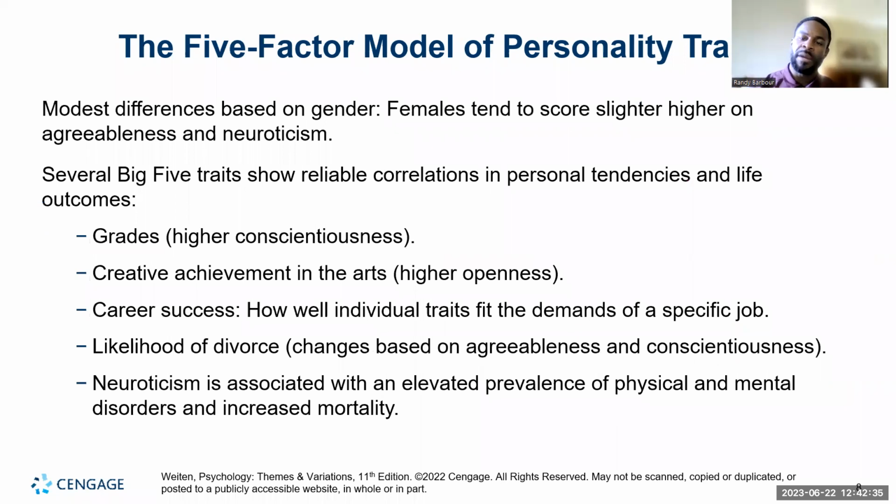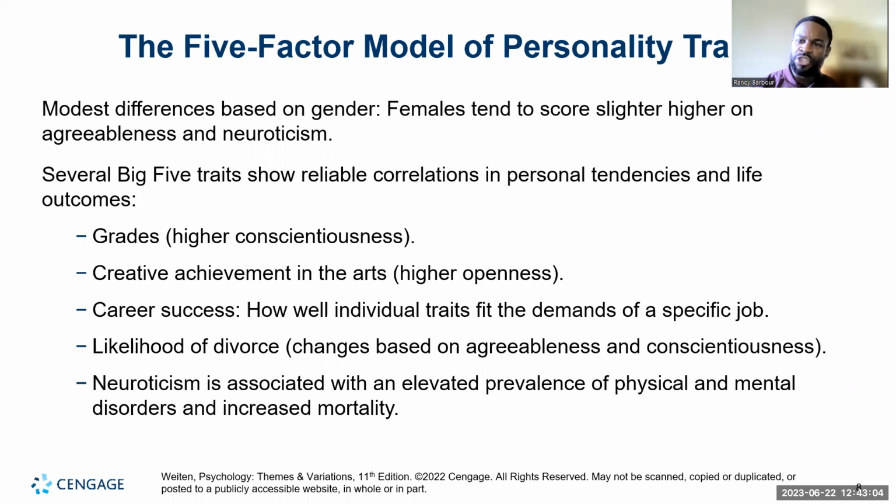Okay. When we talk about the five-factor model, there are some correlations to life outcomes. For men and women, there are modest differences between genders. Females might tend to score slightly higher in agreeableness and neuroticism, and even on conscientiousness. Women tend to be a little more conscientious than men are. But again, there are very, very modest differences based on gender.